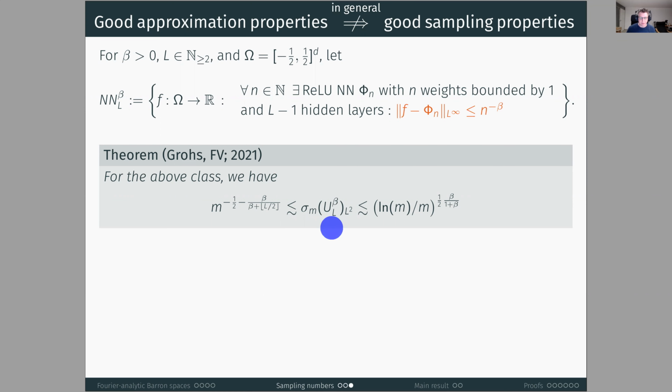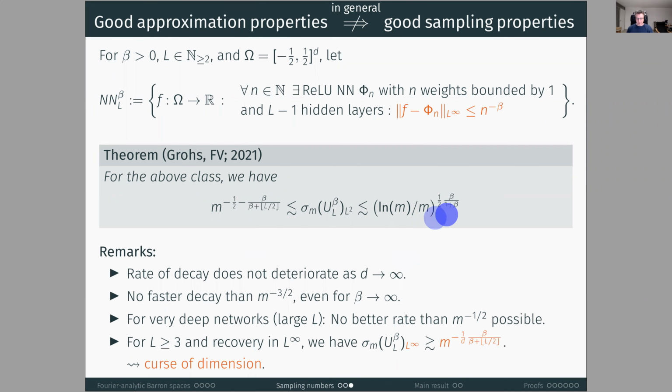So we show that they are upper bounded by essentially m to the minus 1/2 times beta over 1 plus beta, and lower bounded by this expression here. So you will never be able to do better than this, and you can do this well. And I mean, it all looks a bit confusing at first sight. So what are the take-home messages? The first one is that the implicit constant depends on d, but the exponent here and here does not depend on d. So this means that you can actually, to some extent, overcome the curse of dimension.